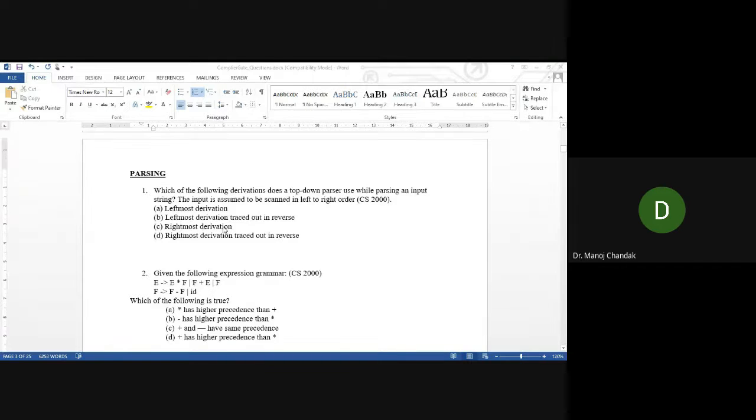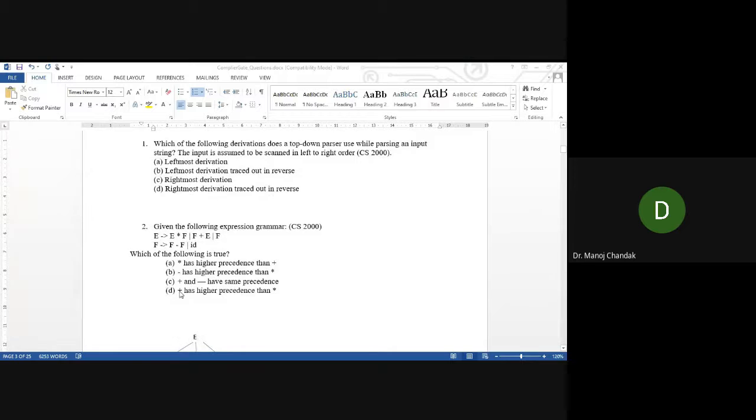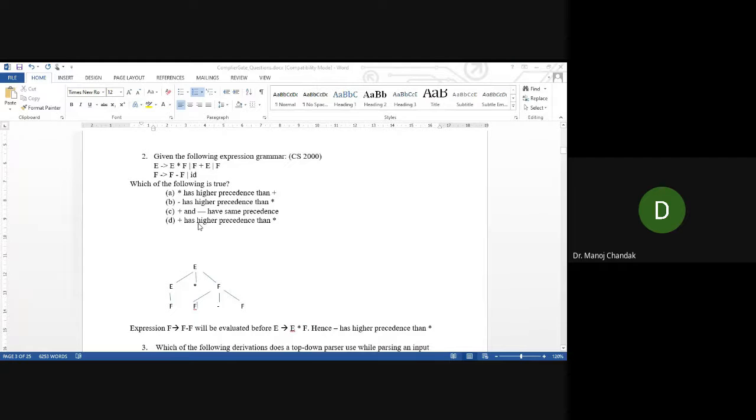Okay. Another one: given the following expression, which of these is true? Normally in the precedence rule, you observe that asterisk has more precedence than plus and minus. So for such examples, what you need to do is to draw the parse tree. Very simple. So let me show you the parse tree. You can draw the parse tree like this.